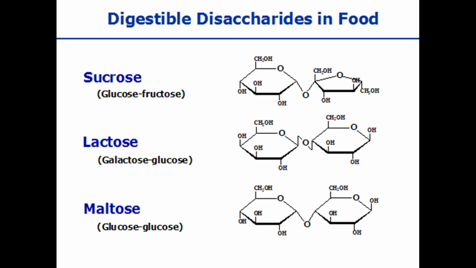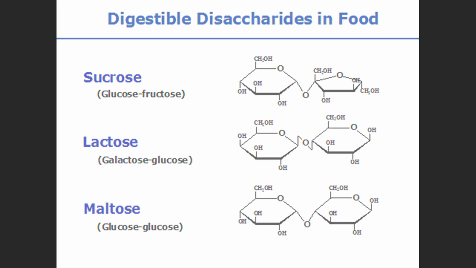Disaccharides are formed by the condensation of two monosaccharides. Glycosidic bonds are formed. Maltose is a disaccharide formed by condensation of two glucose molecules. Sucrose is a disaccharide formed by condensation of a glucose molecule and a fructose molecule. Lactose is a disaccharide formed by condensation of a glucose molecule and a galactose molecule.